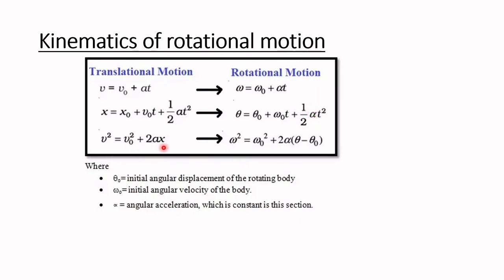Similarly, over here also we have to take x, the displacement in linear motion, meaning x minus x0. Actually, 2a times (x minus x0) will be replaced by theta minus theta 0, which is called the angular displacement. So these are the kinematic equations in rotational motion. Omega equal to omega 0 plus alpha t. Theta minus theta 0 is equal to omega 0 t plus half alpha t square. Omega square minus omega 0 square is 2 alpha times (theta minus theta 0).